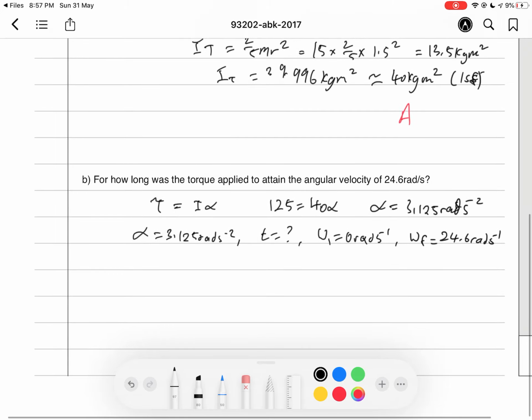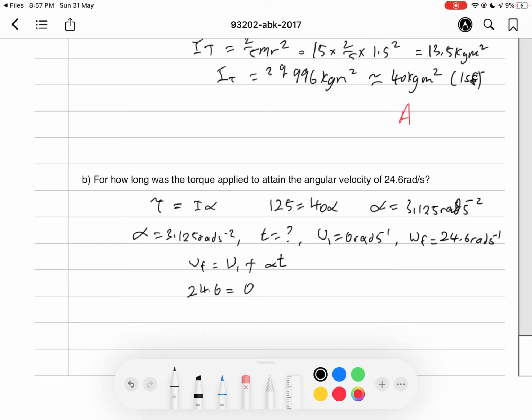At this stage you can go to your formula sheet to find which equation has all four of these variables, and you should find that the equation is final angular velocity equals initial angular velocity plus angular acceleration multiplied by time. We can plug in our values and rearrange to find the time. Our final is 24.6 radians per second, which equals 0 plus 3.125 t. If we rearrange for time, we should get an answer of 24.6 divided by 3.125.